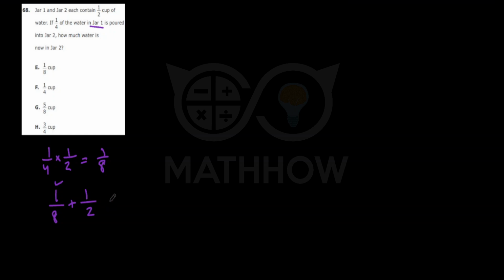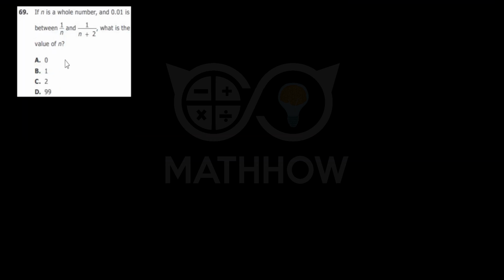So adding these, we have 1/8 plus, converting this into an equivalent fraction so that the denominator is 8, this will become 4/8. So 1 plus 4 over 8, and the answer is 5/8 cup of water. The correct answer is option G.